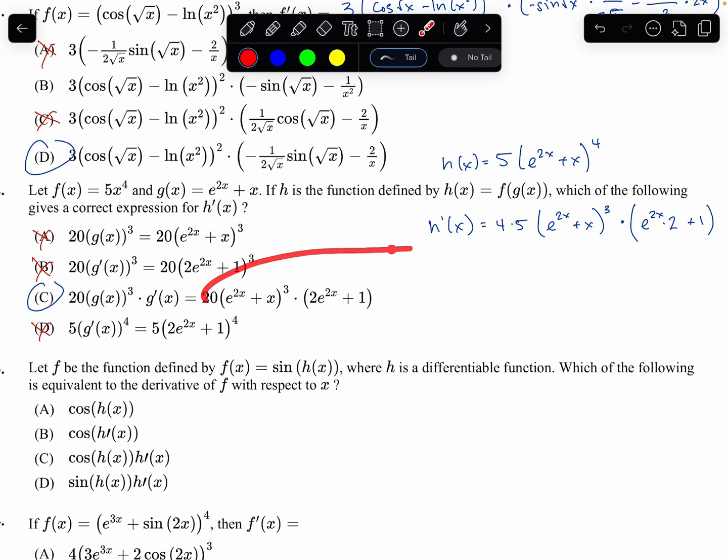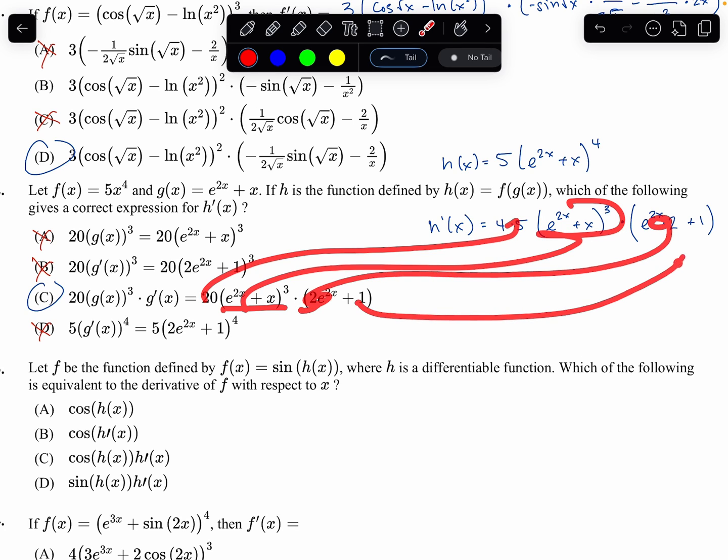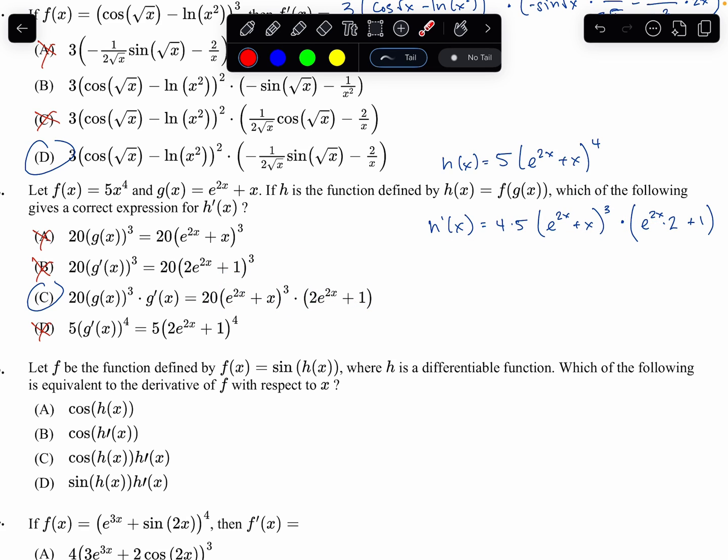We can kind of just verify. So we have the 20. We have that part right here. And we have 2e to the 2x plus 1. So I think we've got it. So, cool. All right.